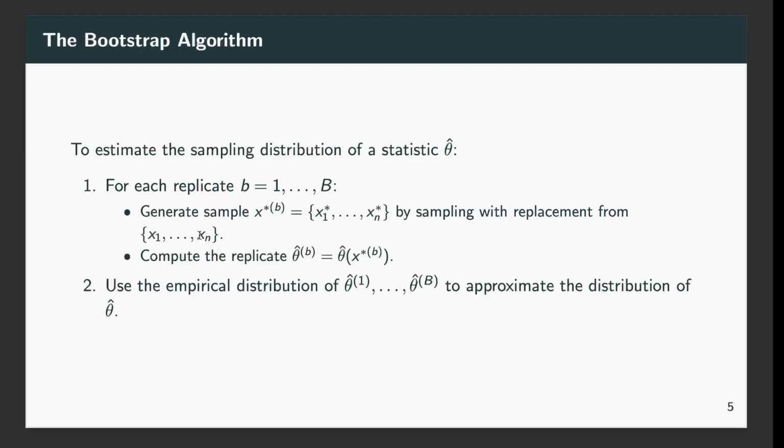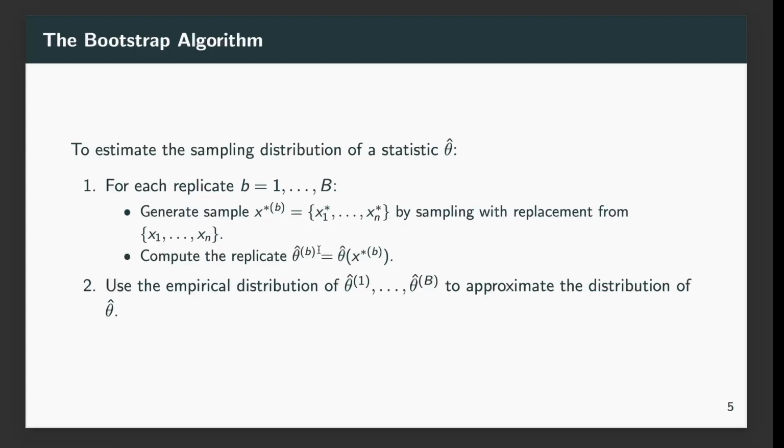Then for each bootstrap sample, we compute the replicate theta hat of b, which equals theta hat evaluated on x star of b. In this case, we apply our estimation procedure to the bootstrap sample exactly as we apply it to the original data.